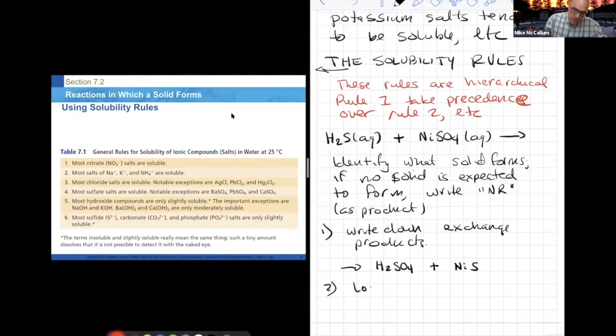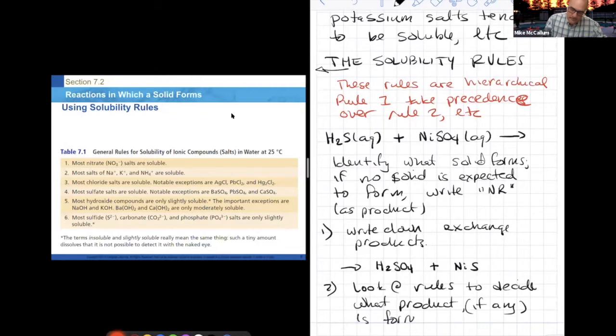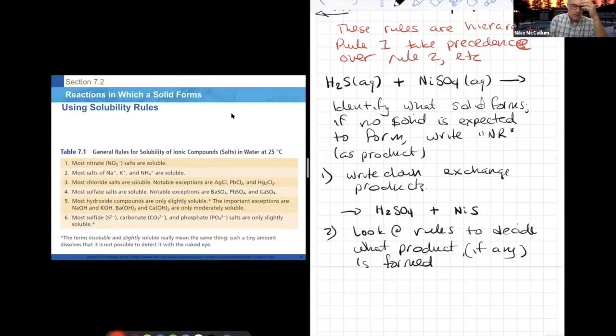And then we look at the rules to decide what product, if any, is formed. So we're just going to go down the solubility rules. Most nitrate salts are soluble. Well, there's no nitrates here. Most salts of sodium, potassium, and ammonium are soluble. Don't have any of those either. Most chloride salts are soluble. Here are some exceptions. Don't have any chloride salts. Most sulfate salts are soluble. Notable exceptions are, okay, so this is a sulfate salt, but I should also say that acids are soluble.